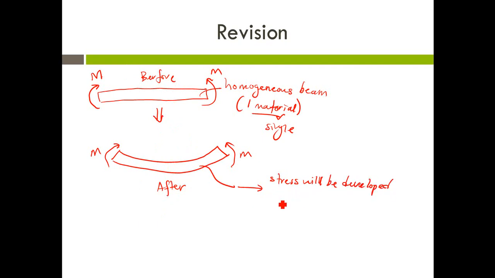What type of stress? Normal stress. Because we have two types of stress. The first one is the shear stress. The second one is the normal stress. For the member that is subjected to bending moment, in the case of pure bending, the normal stress will be developed.